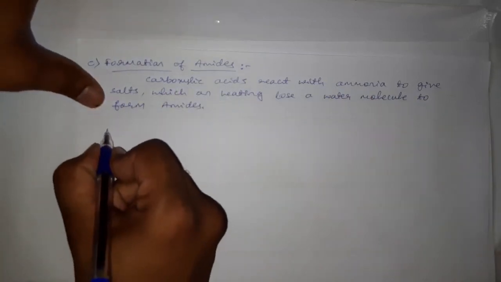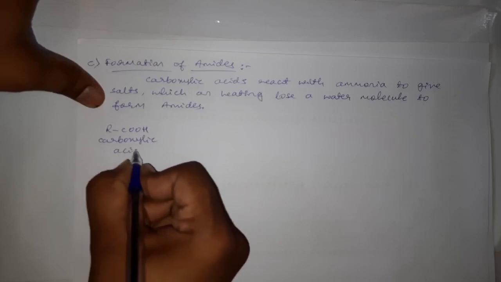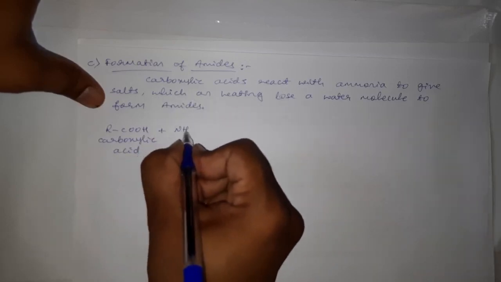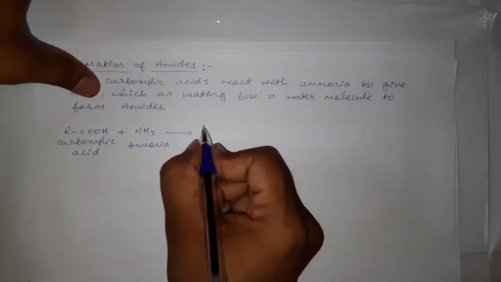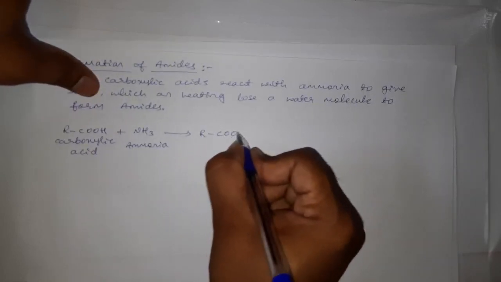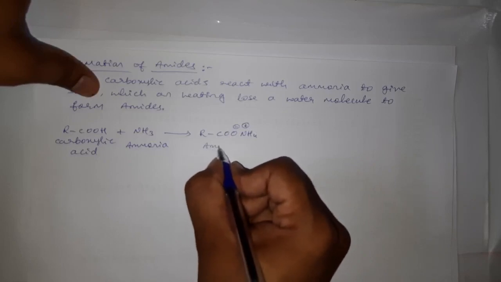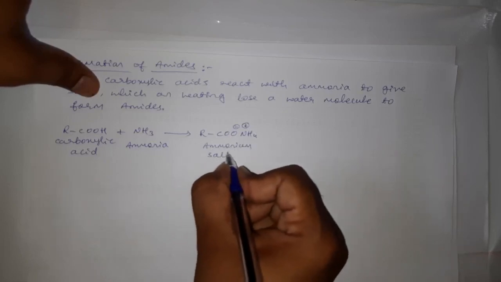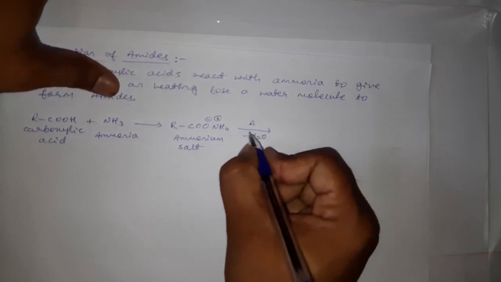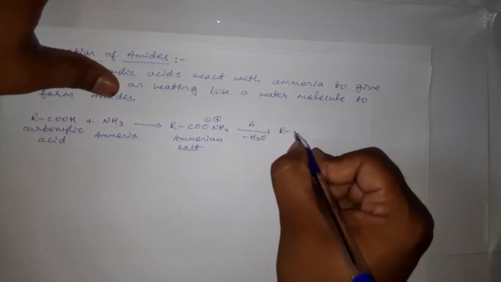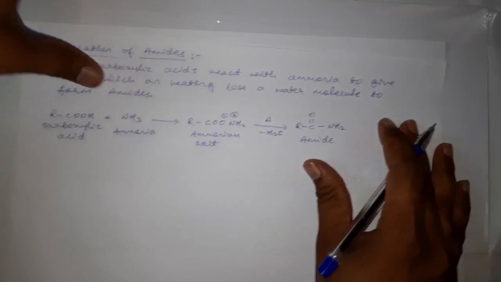See the general reaction for this one. RCOOH. This is carboxylic acid, and when it is treated with ammonia, first it will give a salt of this type, RCOO- NH4+. It is an ammonium salt, and when this salt is heated, it undergoes dehydration, that is a loss of water molecule, and forms RCONH2, that is amide. Correct.